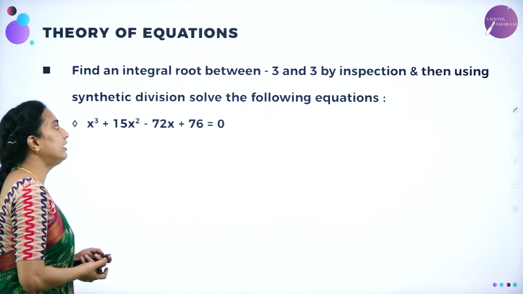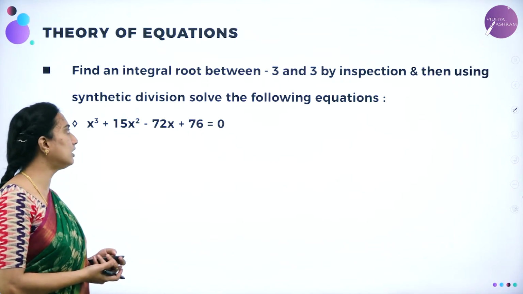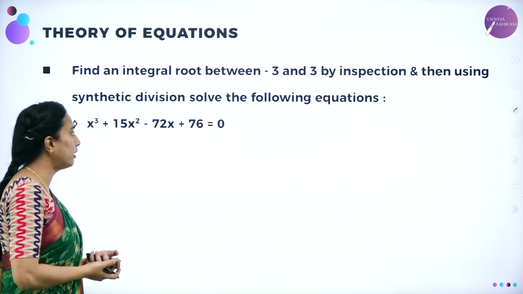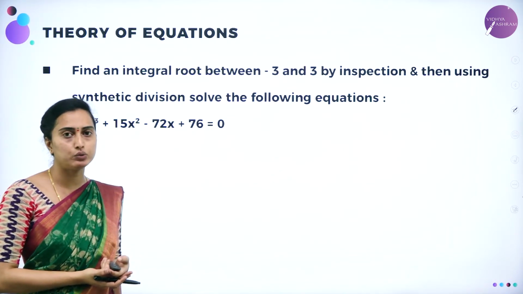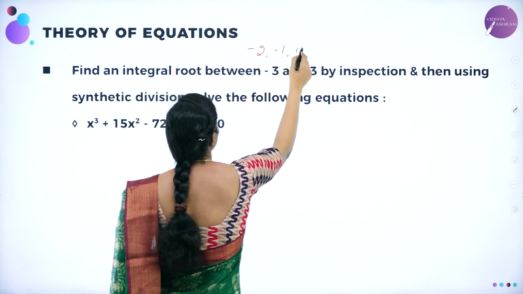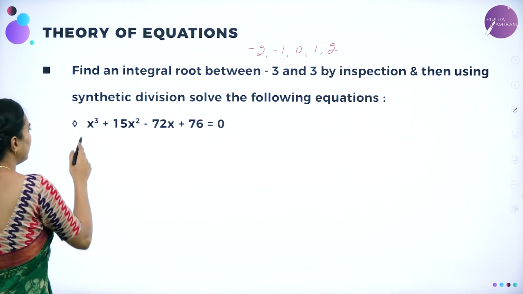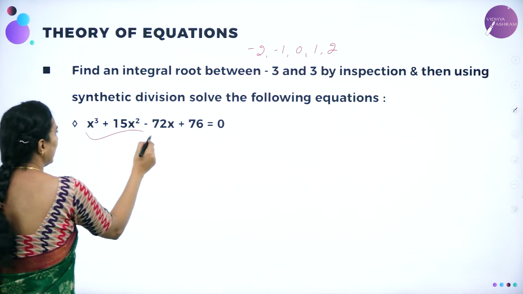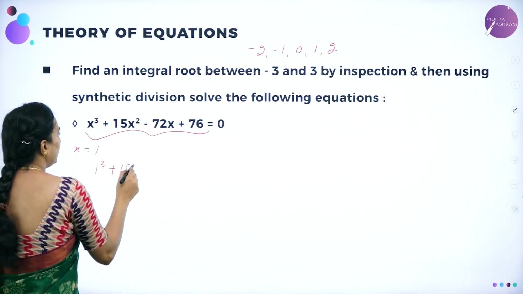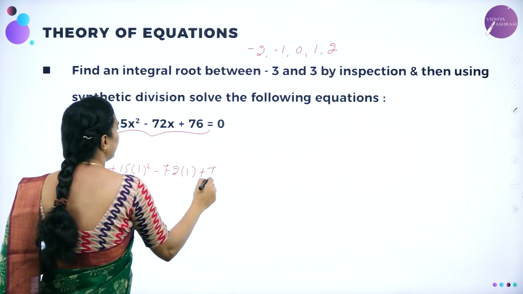What they've asked. Find an integral root between minus 3 and plus 3 by inspection, and then by using synthetic division solve the following equations. What they've asked. X cube plus 15x squared minus 72x plus 76 equal to 0. Now between minus 3 and plus 3 means it will be root minus 2, minus 1, 0, 1 and then 2. So let us start with 1. If you start with 1 here, x is equal to 1, cube plus 15 into 1 squared minus 72 into 1 plus 76.